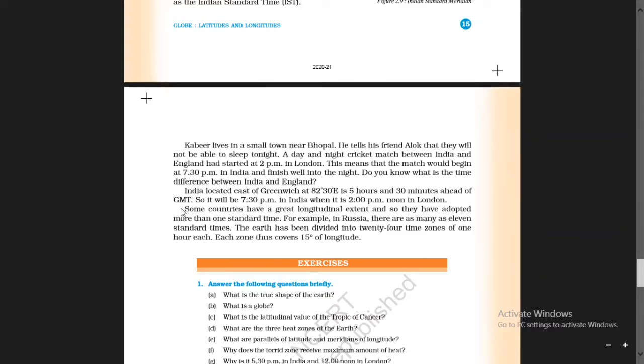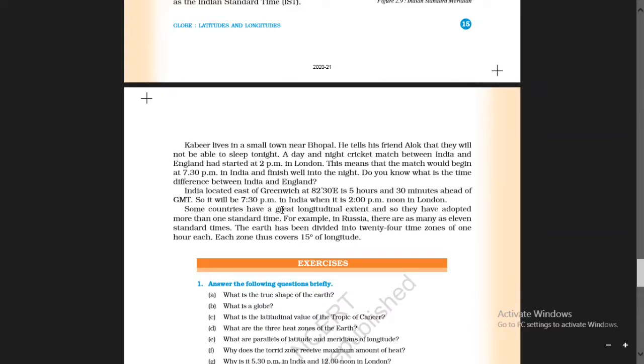It means India, located east of Greenwich at 82 degree and 30 minutes east, is 5 hours and 30 minutes ahead of GMT. So it will be 7:30 p.m. in India when it is 2 p.m. noon in London. So calculation in such a way you have to make, and keep this point in your mind, boys.